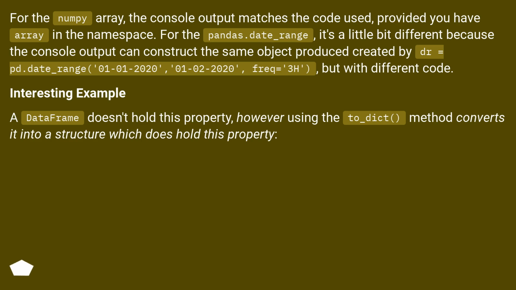For the NumPy array, the console output matches the code used, provided you have array in the namespace. For the pandas date_range, it's a little bit different because the console output can construct the same object created by pd.date_range('01/01/2020', '01/02/2020', freq='3H'), but with different code. Interesting example: a DataFrame doesn't hold this property, however using the to_dict method converts it into a structure which does hold this property.